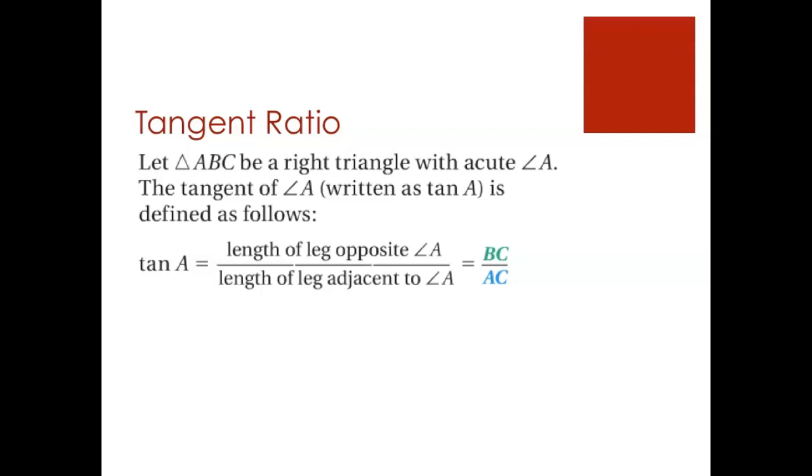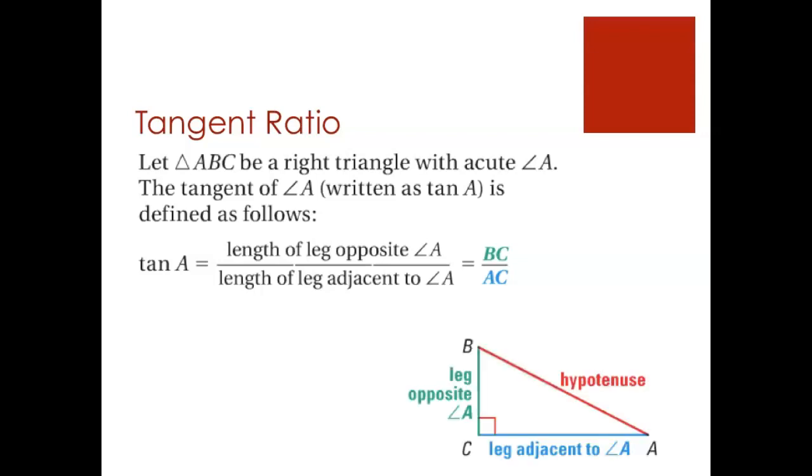So BC over AC, this refers to this diagram here. We have a triangle ABC. We're looking at angle A. We see that the leg highlighted in blue is adjacent to angle A, and the leg highlighted in green is opposite angle A. So tangent of A is equal to the green leg divided by the blue leg. So the leg that's opposite it divided by the leg that's adjacent to it.